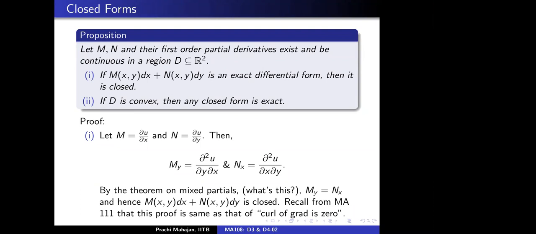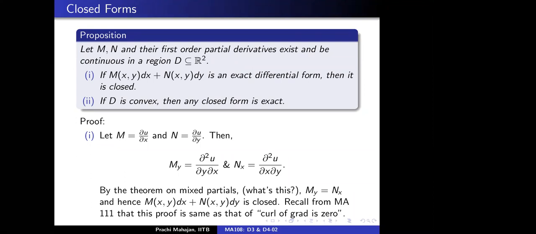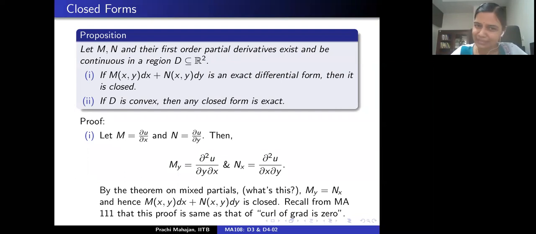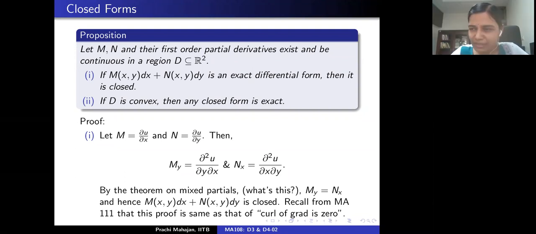Ma'am, in place of D is convex, if D is simply connected, then the same statement is true, right? Correct, very nice. Convex domains are examples of simply connected domains. Simply connected is a little more general notion.